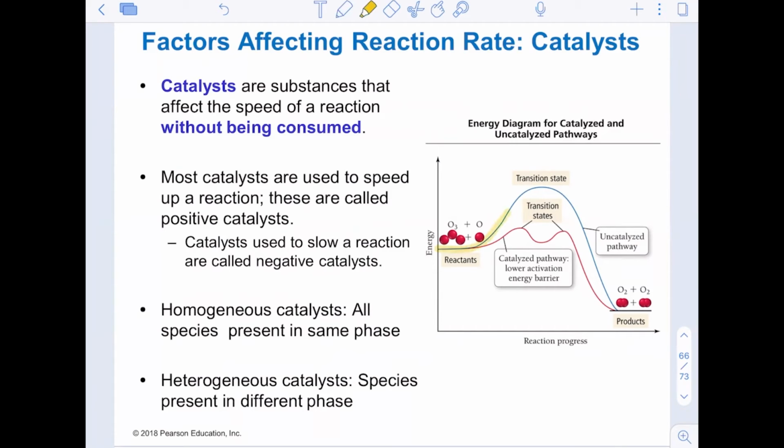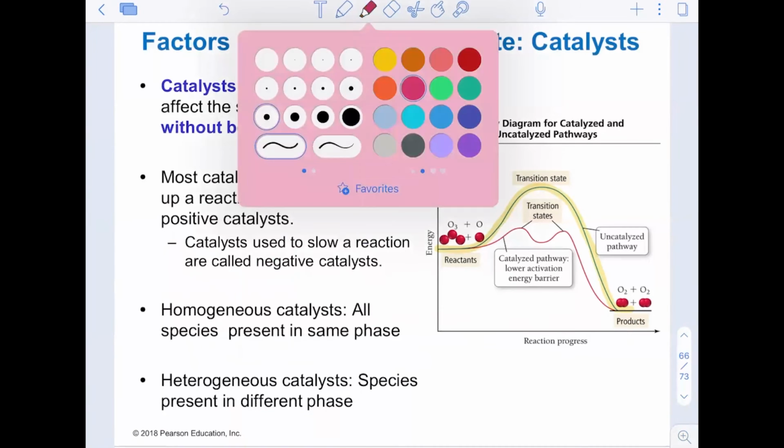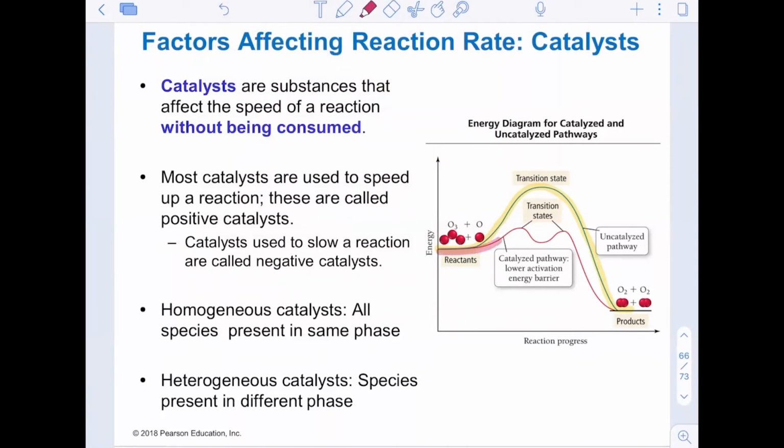Here's the overall reaction of ozone and an oxygen atom with a catalyst like a chlorine atom. What we saw in the mechanism on the previous slide is that there are now two transition states, two steps, and overall the activation energy is much lower.